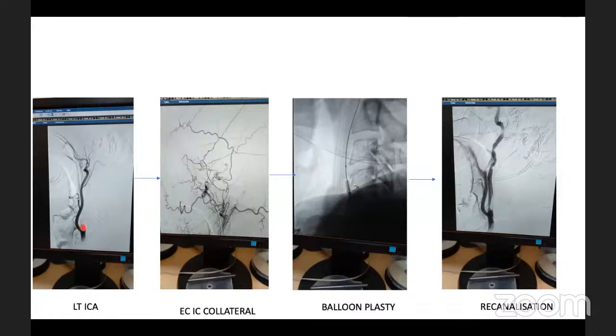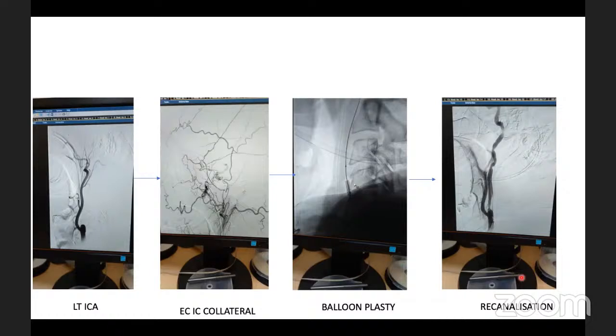There is no flame sign or beak sign. So it is just a hump, and the ICA is cut off. But when we take a head shoot, we see an EC-IC collateral and the ophthalmic artery being reformed through the ECA. So with this cutoff, we did a balloon plasty.